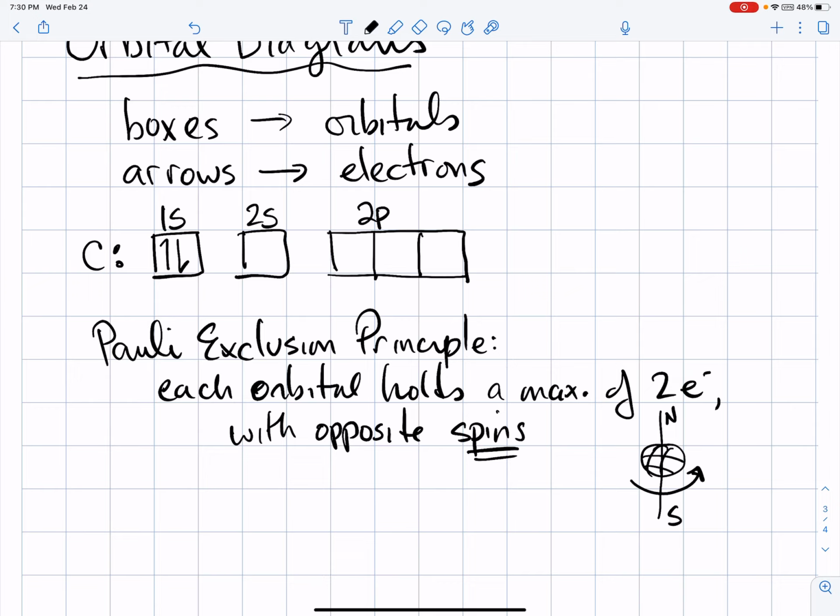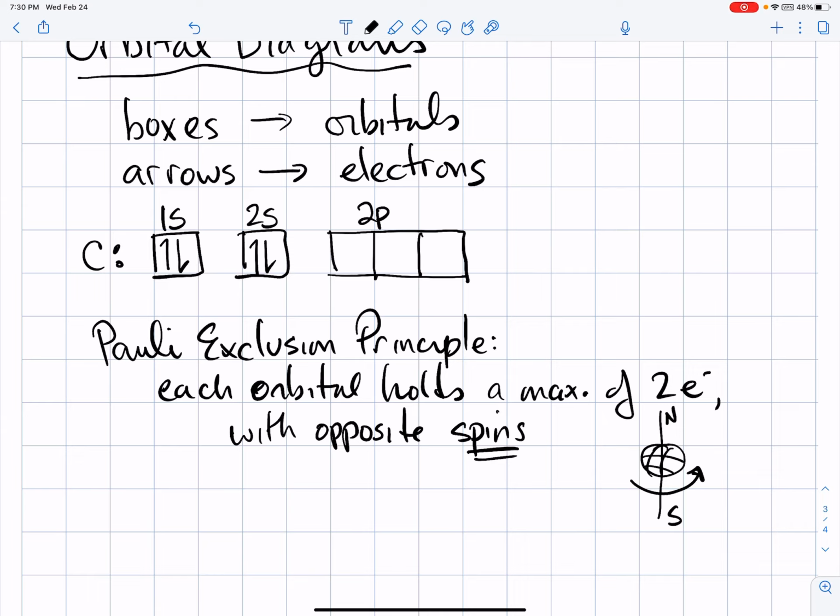So I'm going to draw an arrow pointing down. So 1 up, the electron spinning in one direction. 1 down, the other electron is spinning in the opposite direction. Now we've obeyed Pauli's principle. That orbital has 2 electrons with opposite spins. The 2s orbital has 2 electrons with opposite spins.